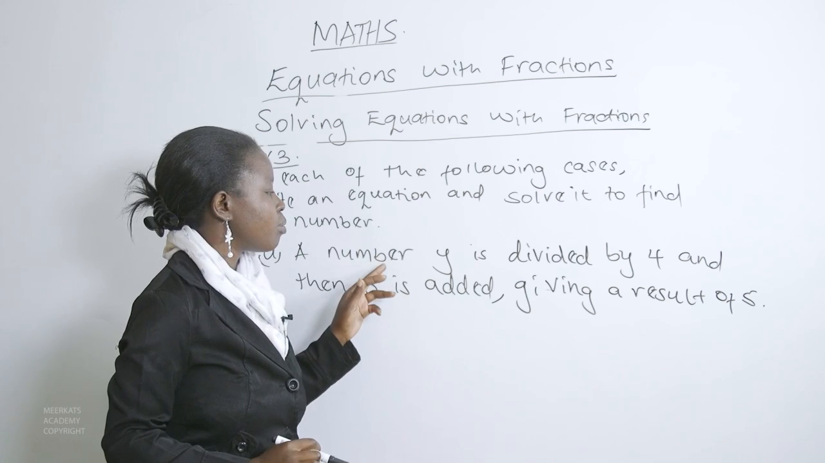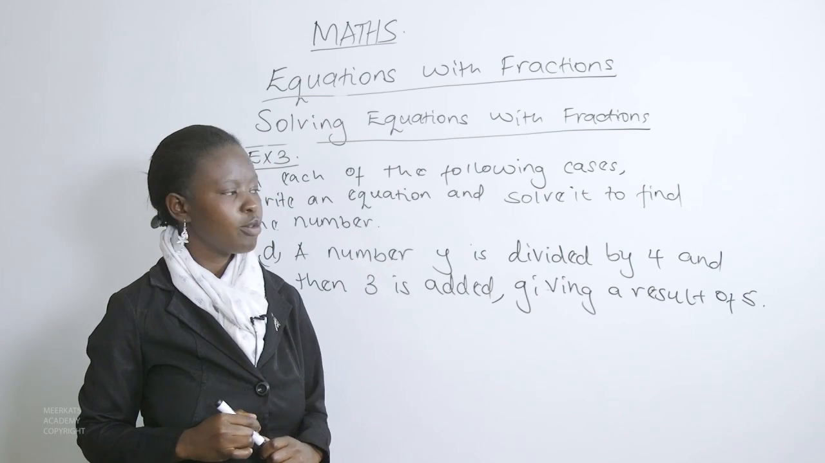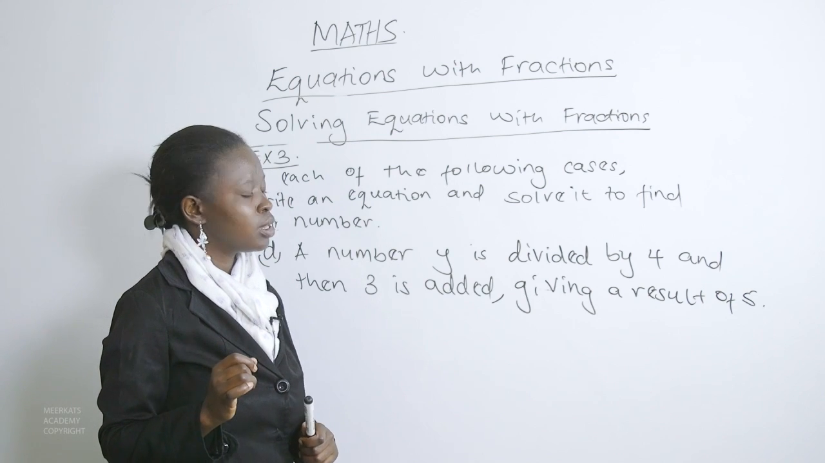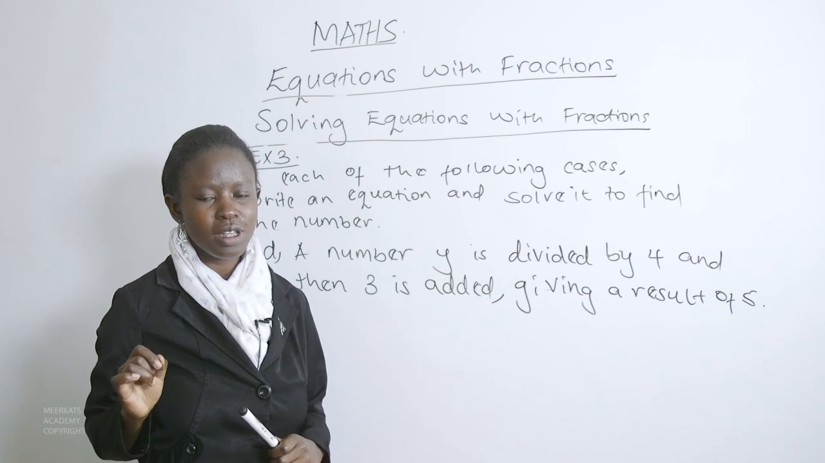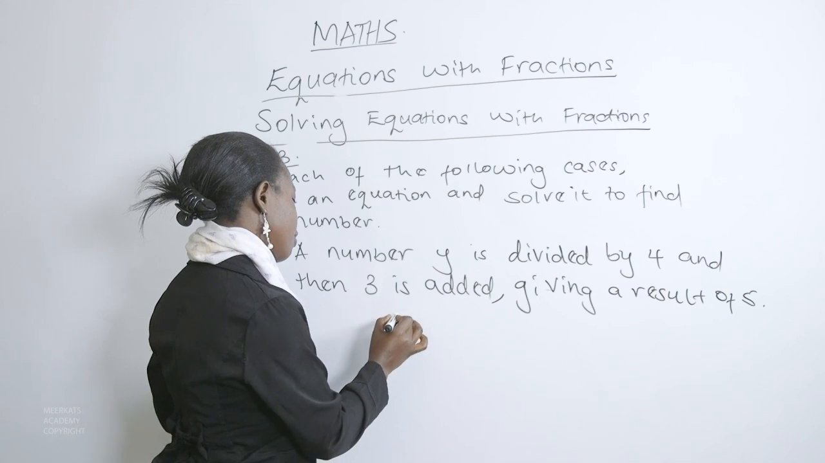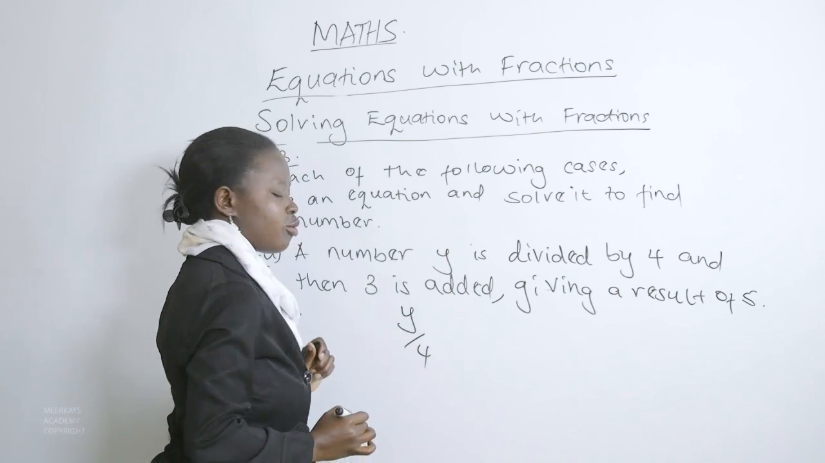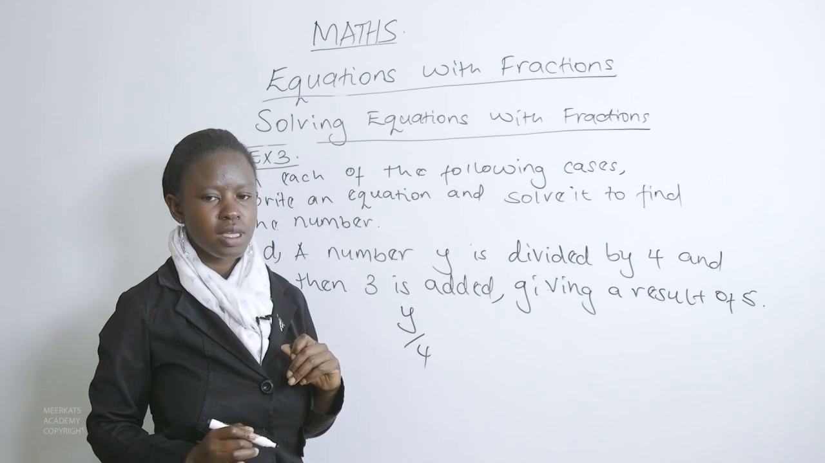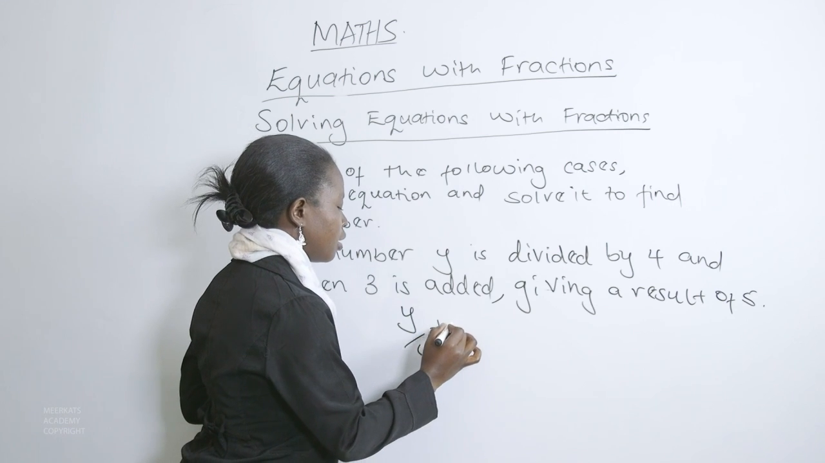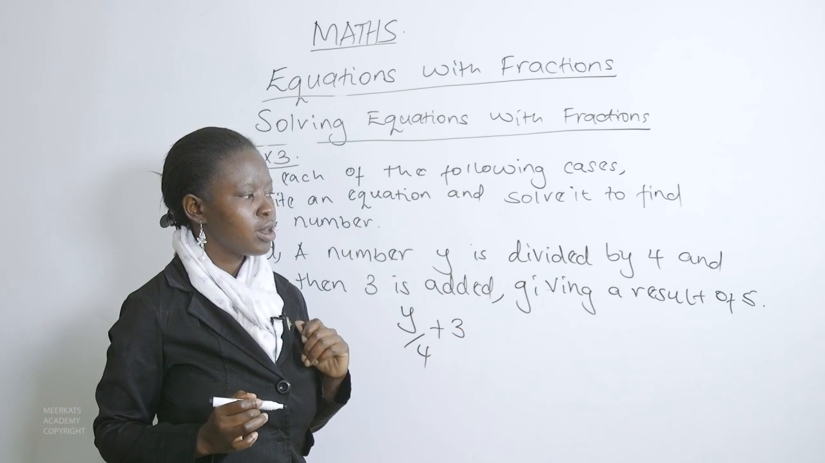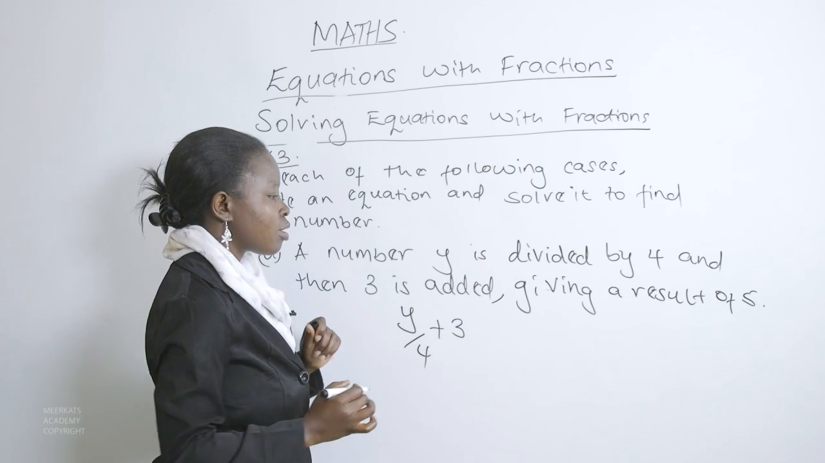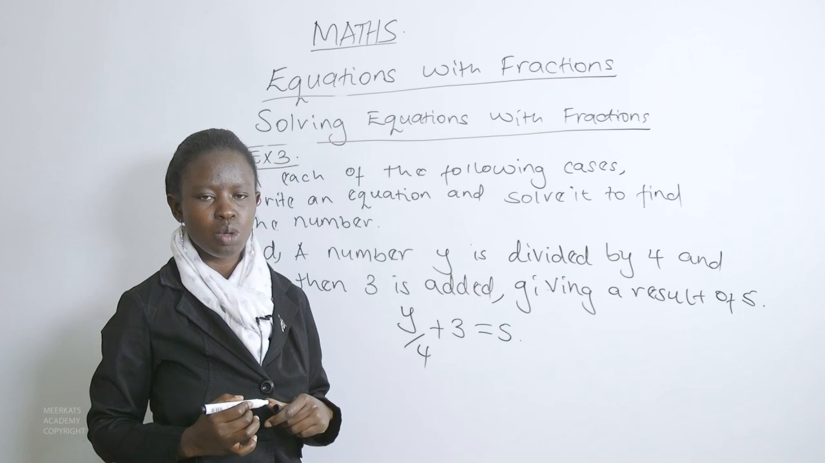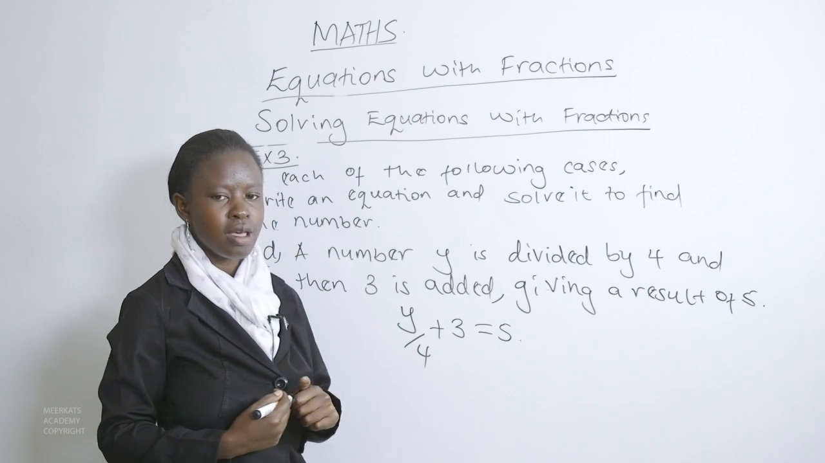So we are having a number y is divided by 4, and then 3 is added. So what is happening? Y is first divided by 4. So we have y divided by 4. Then after y has been divided by 4, 3 is added. So we add 3, and the result that is obtained is 5. So this is equal to 5. So that is the equation that we get from that given situation.